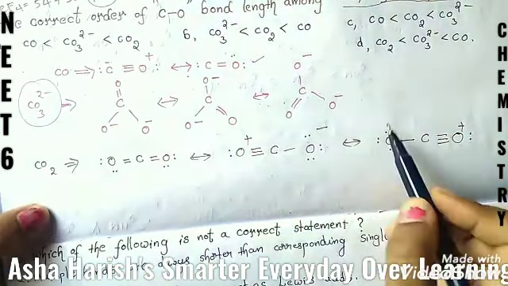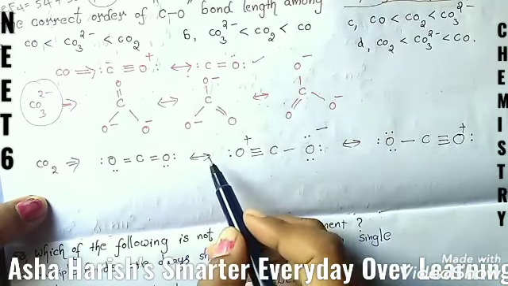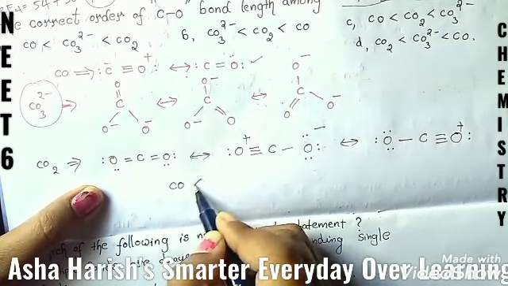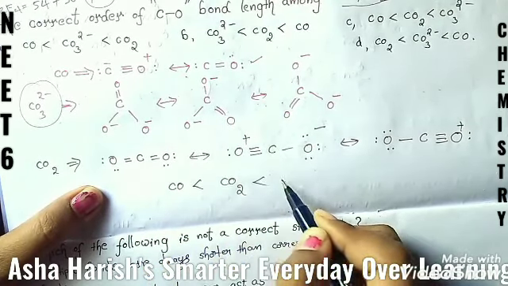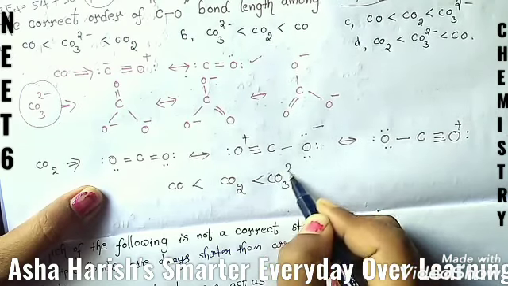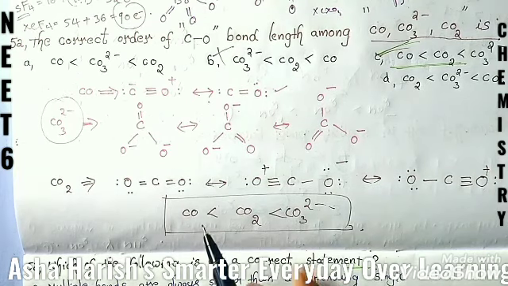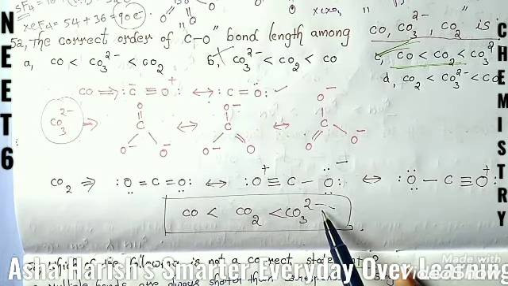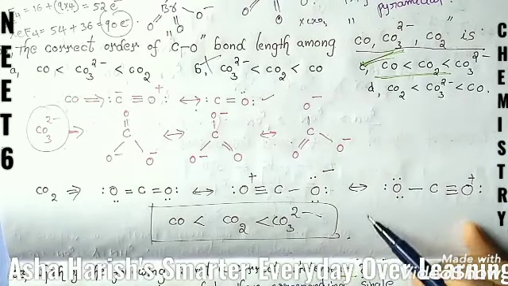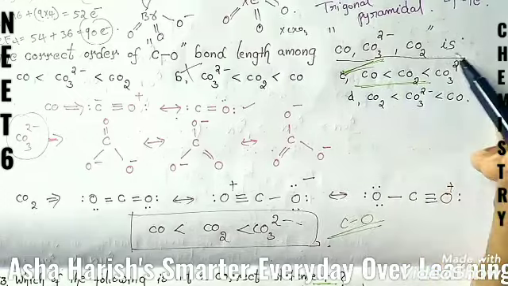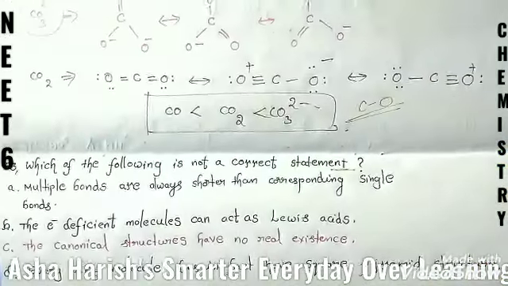Right, the more single bond character in the resonance hybrid, the more is the bond length. Hence the increasing bond length is CO less than CO2 less than CO3 2 minus. So students, basing upon this, CO less than CO2 less than CO3 2 minus, you can say option C is the correct answer. This is the correct order of C and O bond length among CO, CO3 2 minus, CO2, right? And we shall go for the next one.